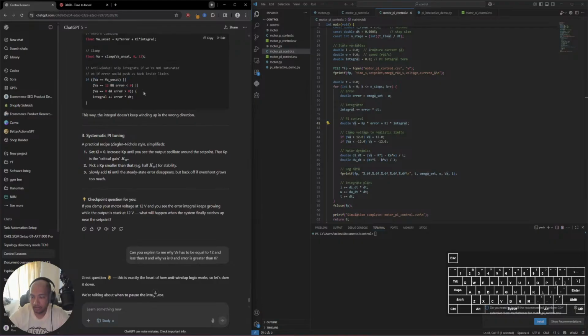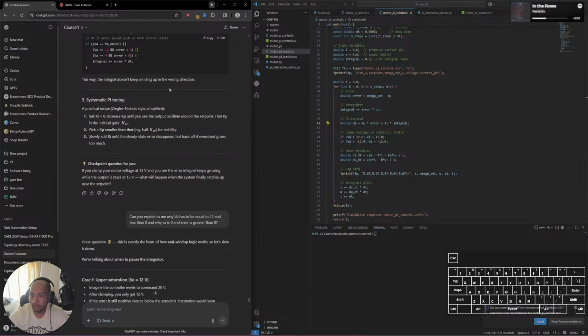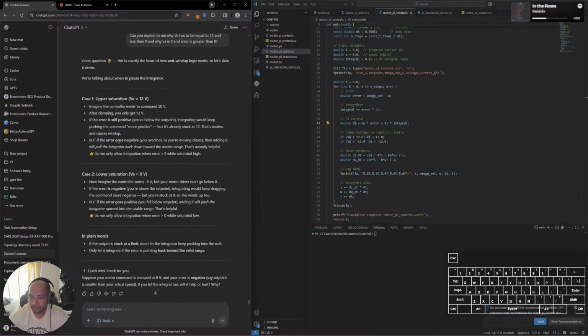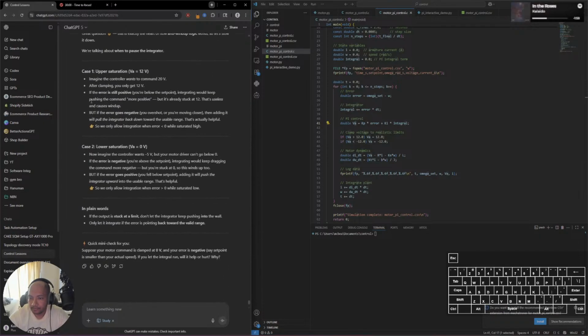These are ORs though. So I keep integrating if I'm within the clamp, or if I'm less than that. Okay.